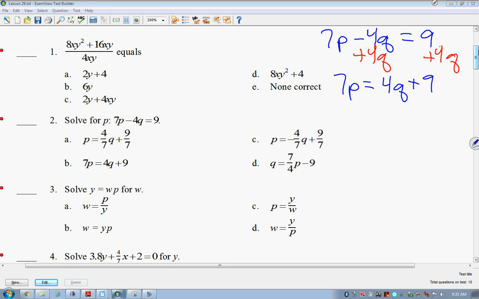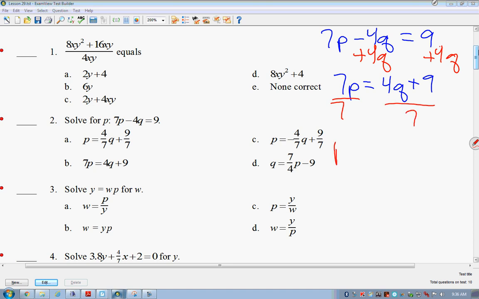Well, what's left to be moved? Well, we just want to solve for p, so we want to leave p there. The 7. How do I get rid of the 7? How do I move it to the other side? Okay, so what's 7 and the p doing? They're multiplying. How do I undo multiplication? Through division, right? So we're going to divide by 7 on both sides.